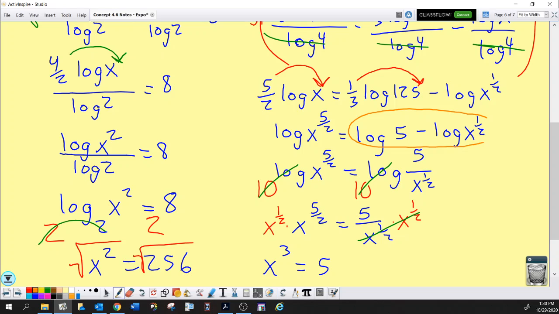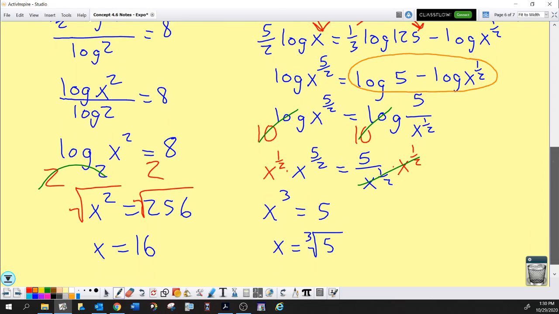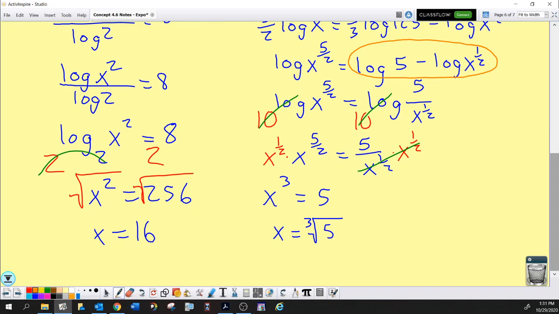And I also condensed right here. Whenever you have subtraction between 2 logarithms with the same base, it becomes 1 logarithm with a fraction in its argument. That left me with log of x to the 5/2 equals log of 5 over x to the 1/2. And then I just use base 10 because log is base 10. It's the common log. That left me x to the 5/2 equals 5 over x to the 1/2.